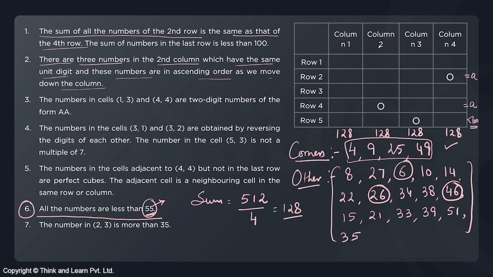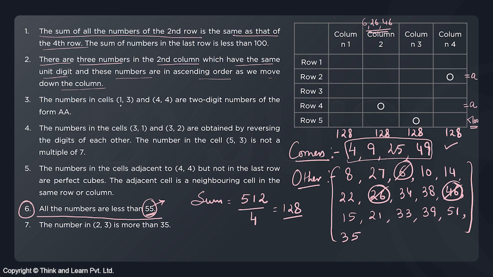That means this column should have 6, 26 and 46 in ascending order when you move down the column. And because 6, 26 and 46 are used, let me just remove them from here, so that now they would not come anywhere else. What next?